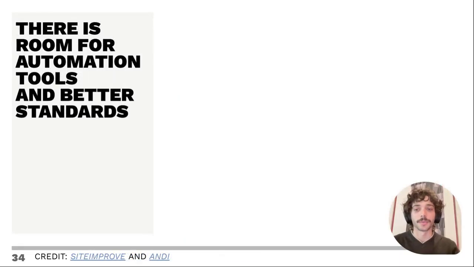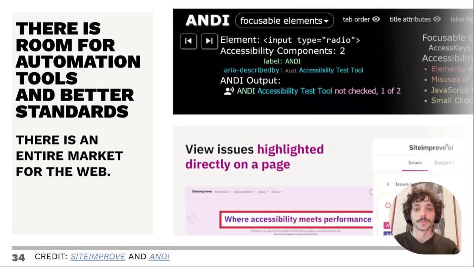We want to point out that we think that there is room for automation tools and better standards. I'll point out that for web accessibility, there's an entire market of products that are out there. And this is primarily due to the focus of the Web Content Accessibility Guidelines, or the WCAG, which promote different tools like this to exist. So Axe and SiteImprove are used to check automatically different criteria from the WCAG and ensure that our websites are accessible.